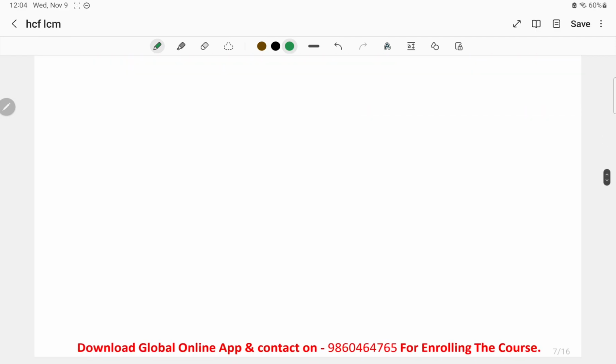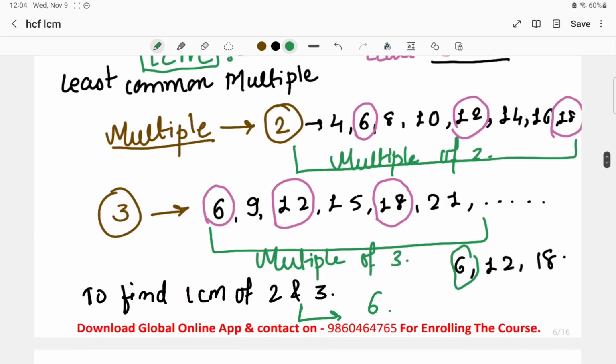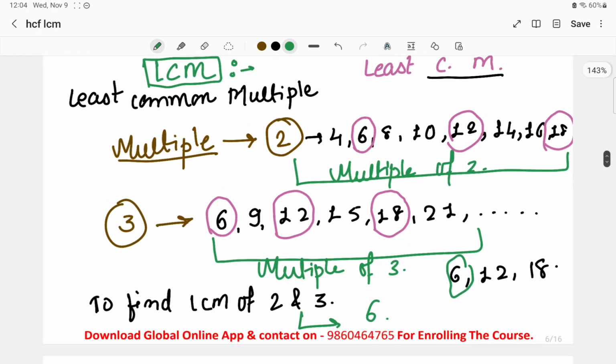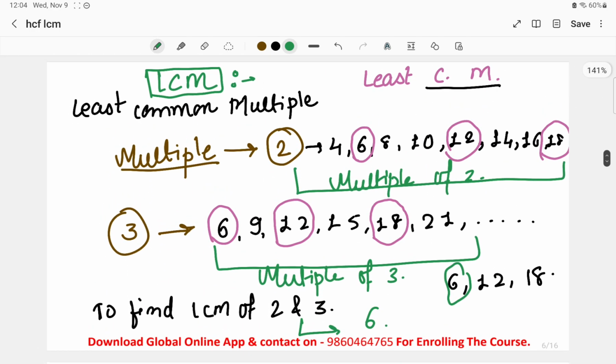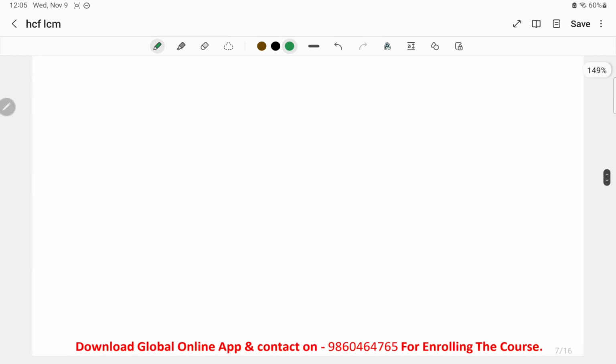Using the tables or finding out the common multiples is easy for smaller numbers or for the tables which we know. But if the number is larger, what do we have to do when we have to find the least common multiple? Let us go with the procedure.